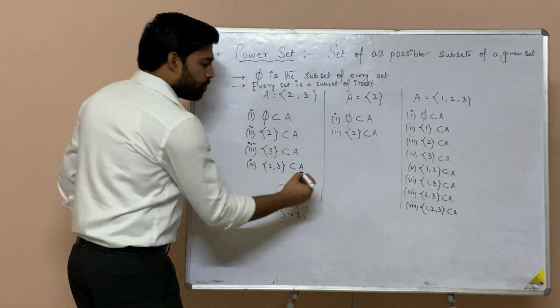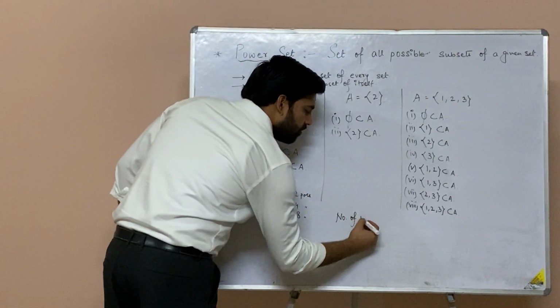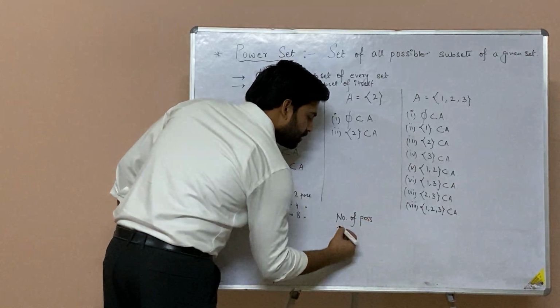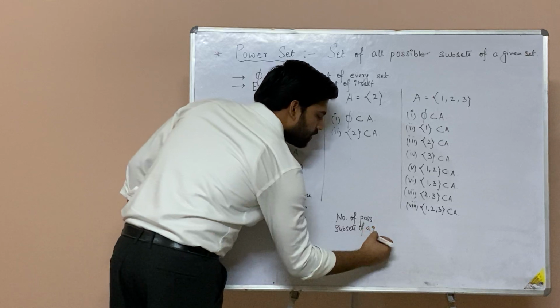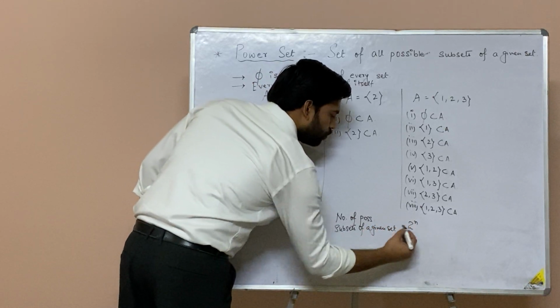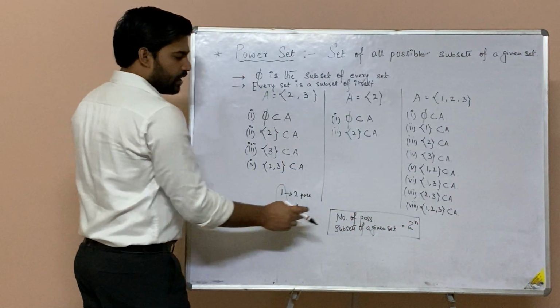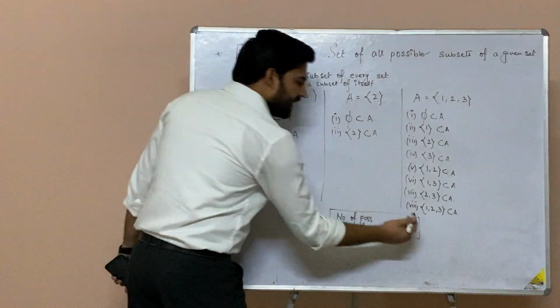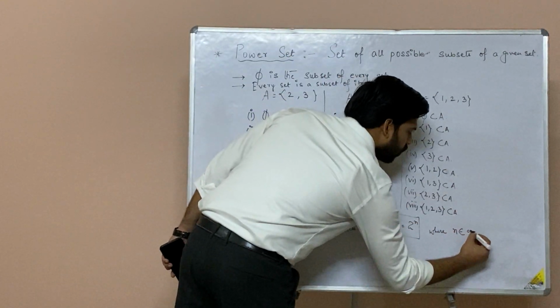So this shows that the number of possible subsets of a given set is given by the formula 2 to the power n. Try this formula over here. If n is 1, where n is what? I am writing down over here, where n is the order of the set.